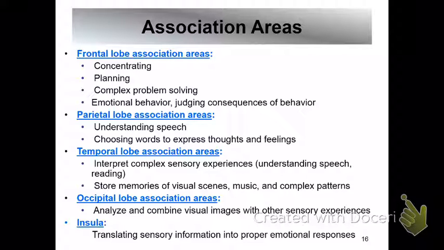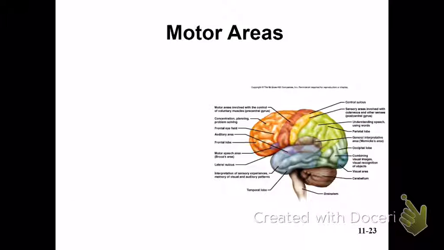And then the insula, that was that part up under the parietal lobe. Translating sensory information into proper emotional response. So somebody said something, how are we going to respond? Are you going to be mad or happy? Or some of ours is broken, isn't it?